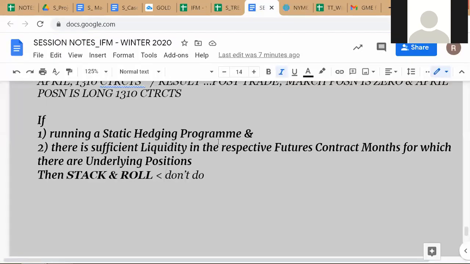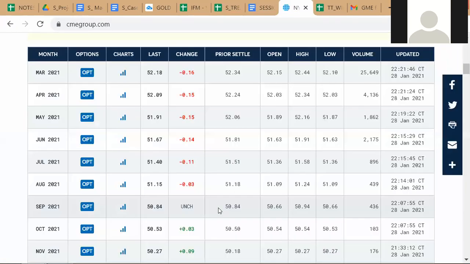I just want to come to Mithali. I just wanted to point out what Siddharth is saying is correct, but it makes more sense when you're running a static hedging program and there is sufficient liquidity in the contract months for which there are underlying positions. Both of these are true. If there is sufficient liquidity, it means that you will get good prices. You will not have a high bid-offer spread, and the prices will be generally quite good because the bid-offer spread will be tight. You'll get a good market price.